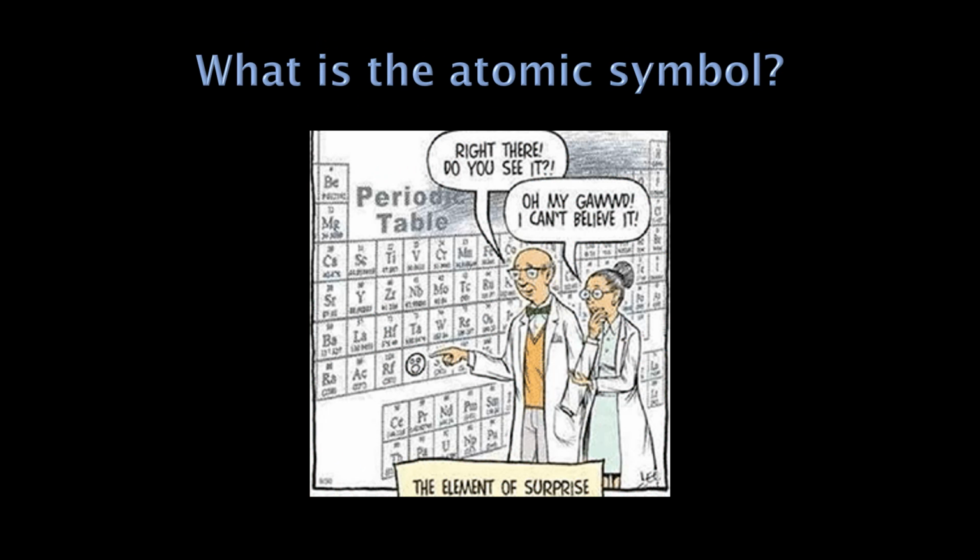What is the chemical symbol, which is also sometimes called the atomic symbol? That's the 1 or 2 letter abbreviation for each element. Like if you look up most periodic tables, they just have abbreviations for the elements. That's what the atomic symbol is. So this is beryllium, magnesium, calcium, and so on all the way down.